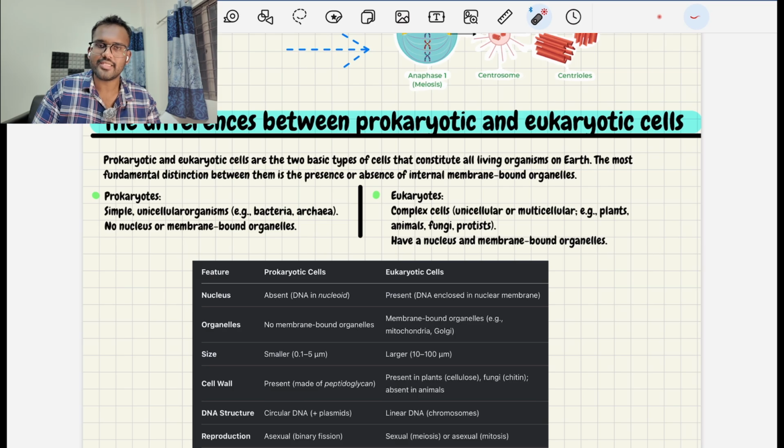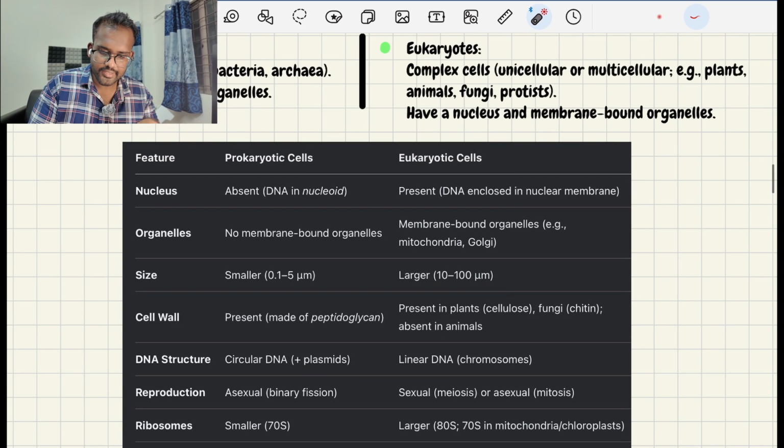In prokaryotic cells, there are no organelles like mitochondria, like Golgi apparatus, lysosomes. There will be no cell organelles present in the prokaryotic cell. But in eukaryotic cells, there are mitochondria, there is a cell membrane, there will be lysosomes, and other cell organelles will be present in eukaryotic cells. So these are the differences. As you can see here, in prokaryotic cells there is no membrane-bound nucleus and no membrane-bound organelles. It is very small.